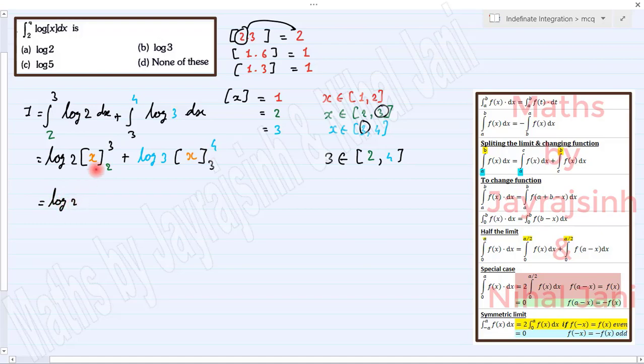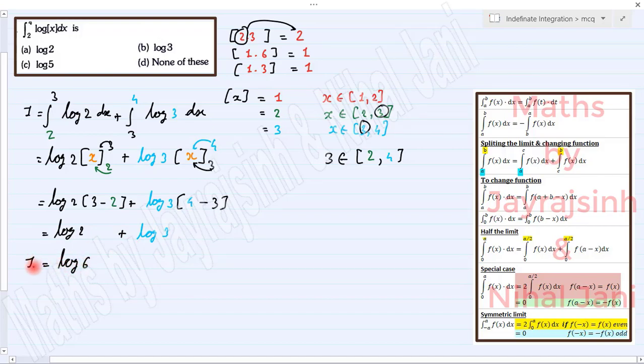So let's substitute the limits. From the upper limit we will get 3 minus, from the lower limit, 2. In the second term, log 3 will be as it is, and we will get 4 minus 3. So here we'll get log 2 plus log 3, or we can say log 6 is our final answer, which is not given in options A, B, C. So D will be considered the correct option. Ta-da!